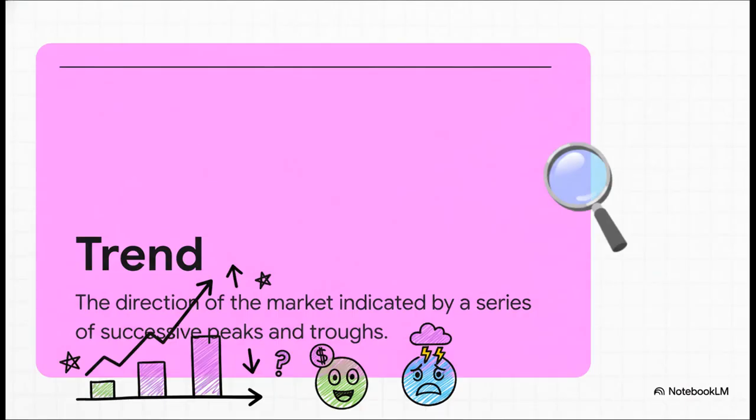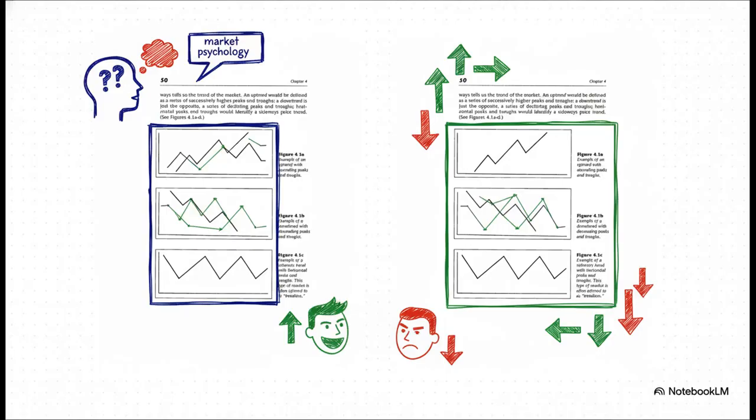Well, in the simplest possible terms, it's just the direction of the zigzags you see on the chart. See, markets don't move in a straight line. They move in waves, right? They make these little peaks and valleys, or troughs. And the overall direction of those peaks and troughs, that's your trend. And the beautiful thing is just how simple this is to see.